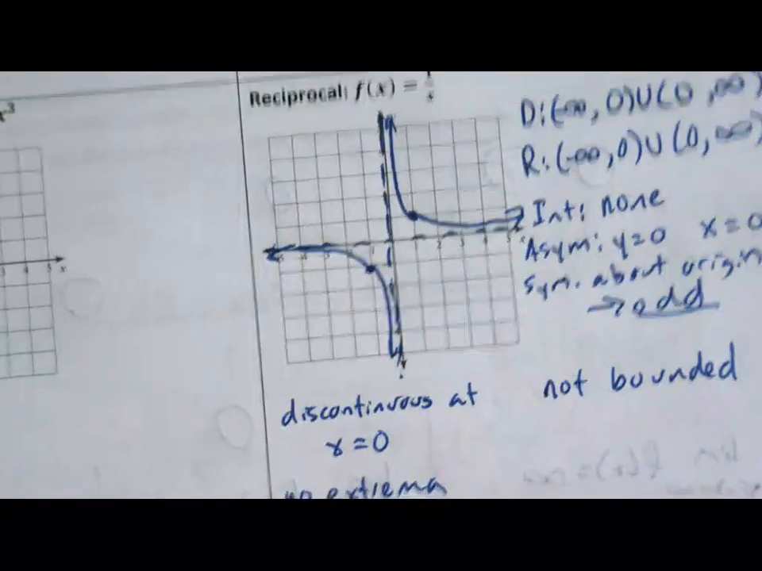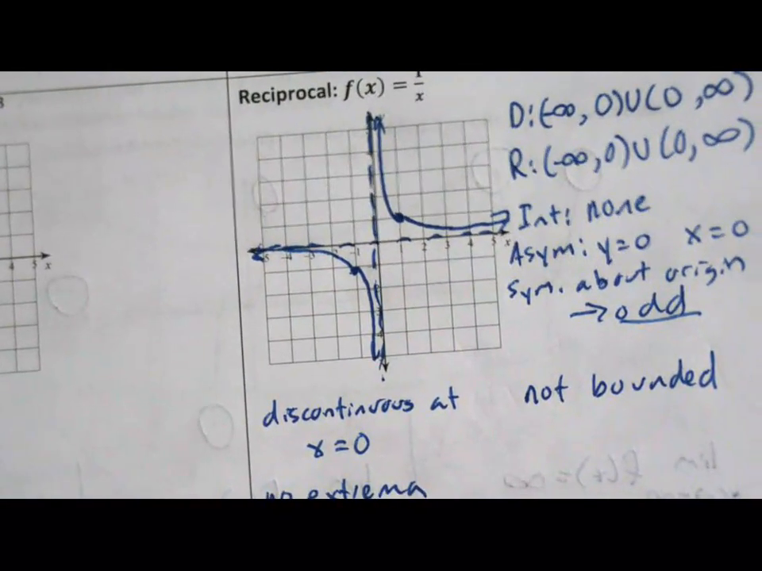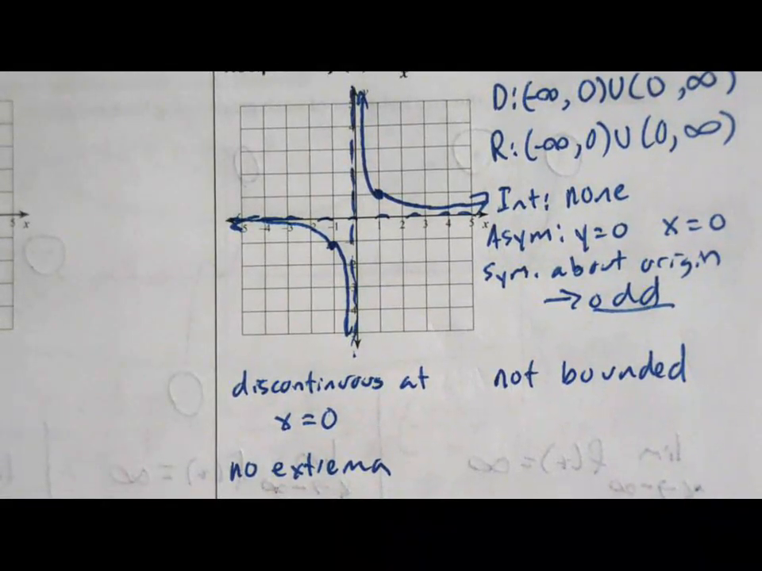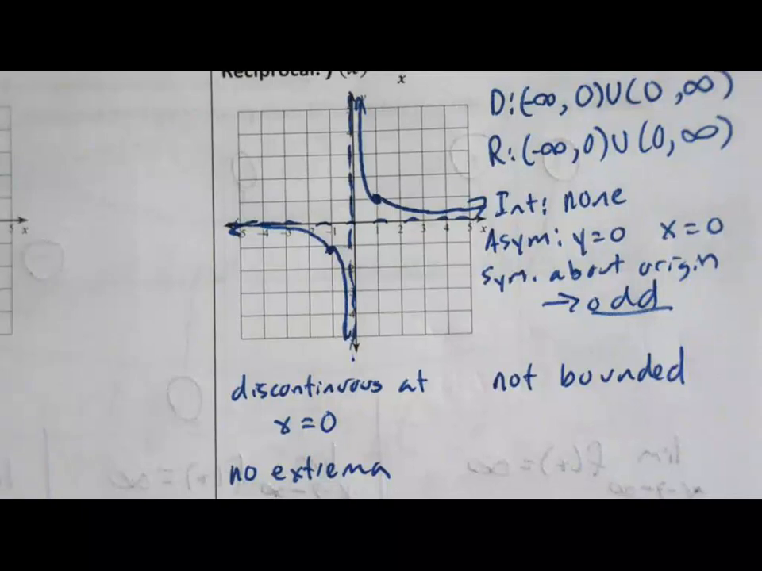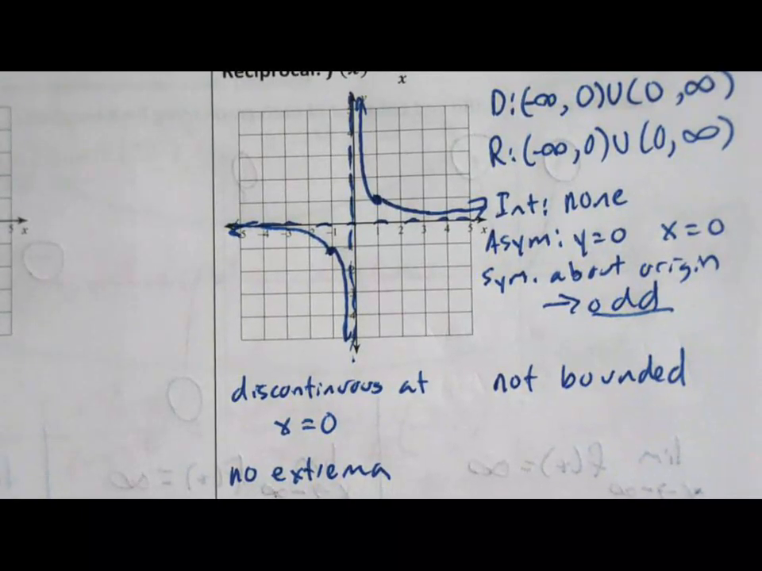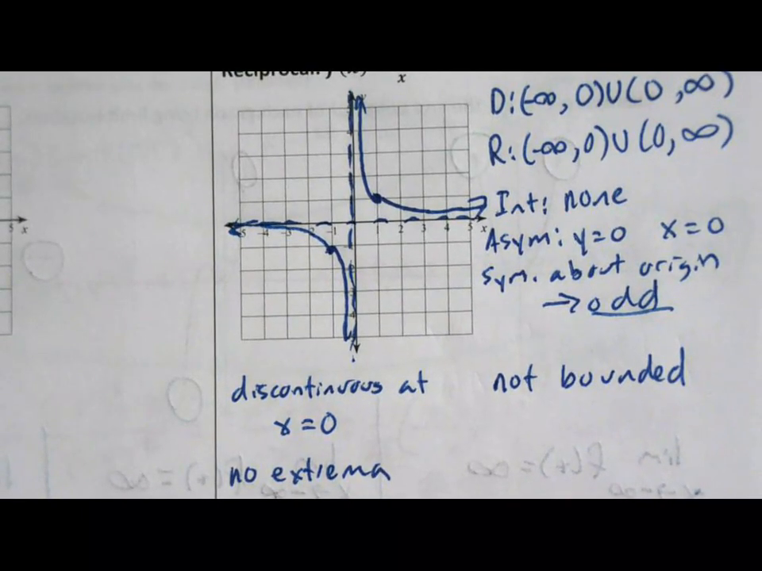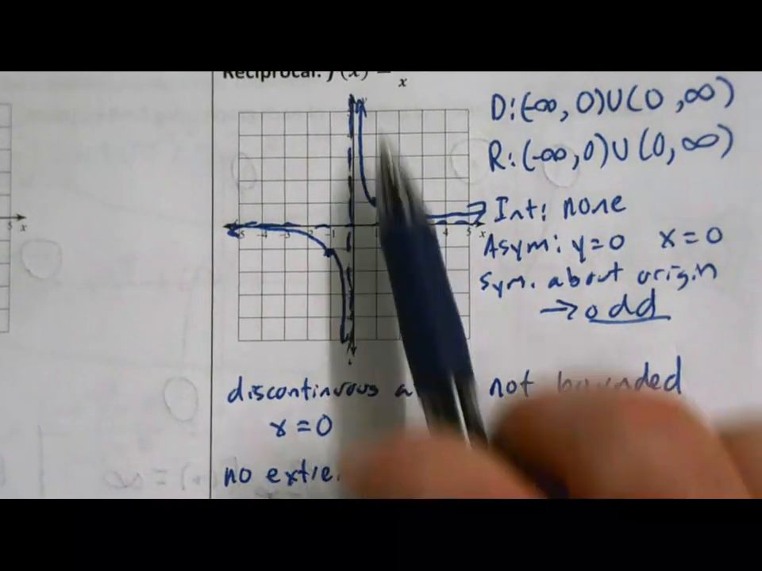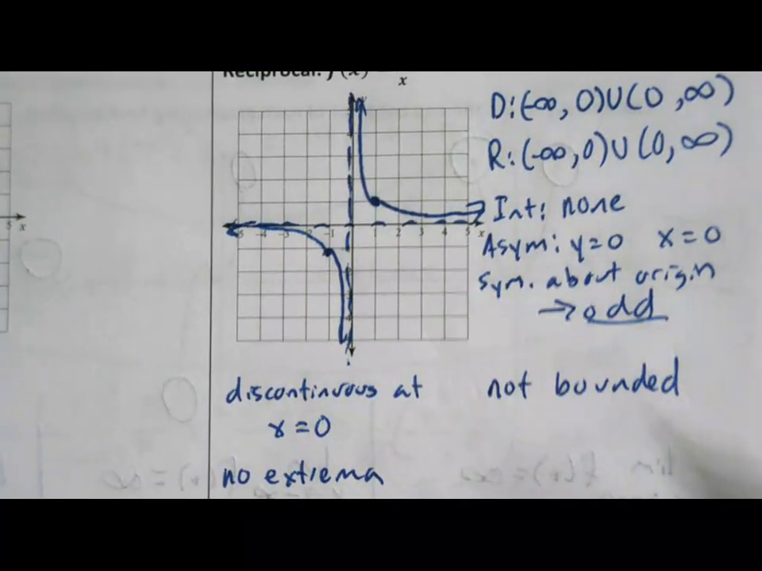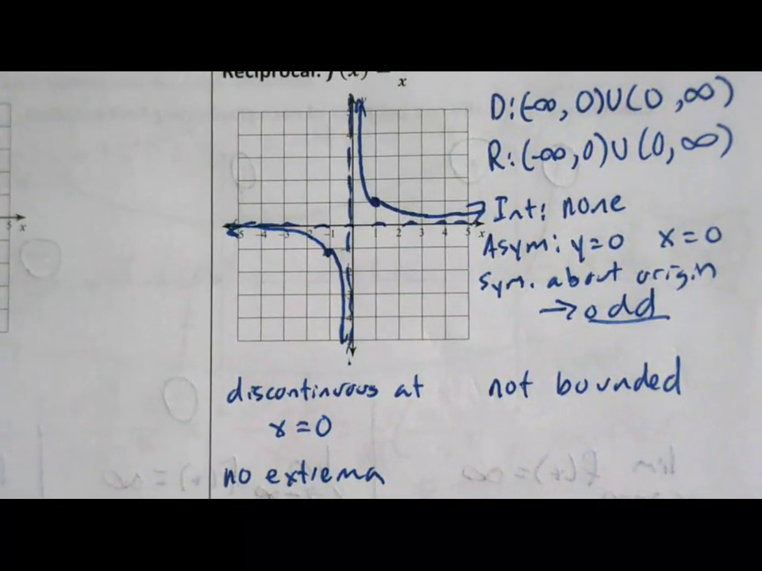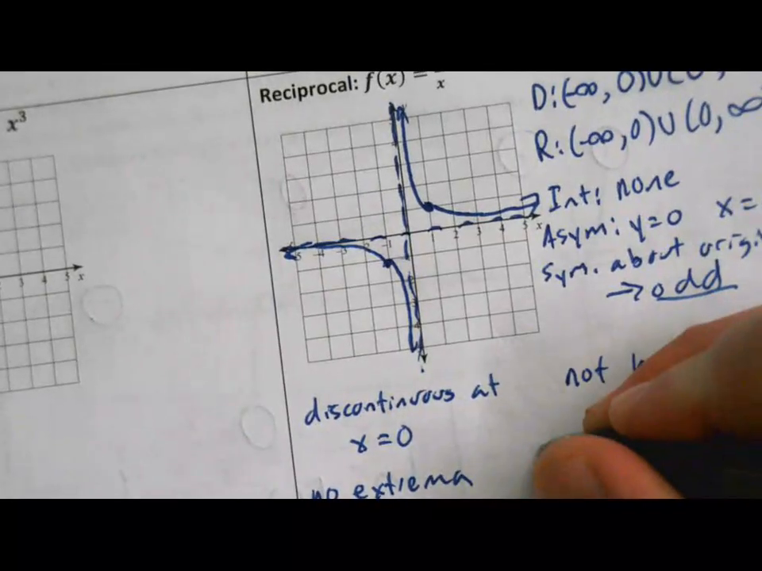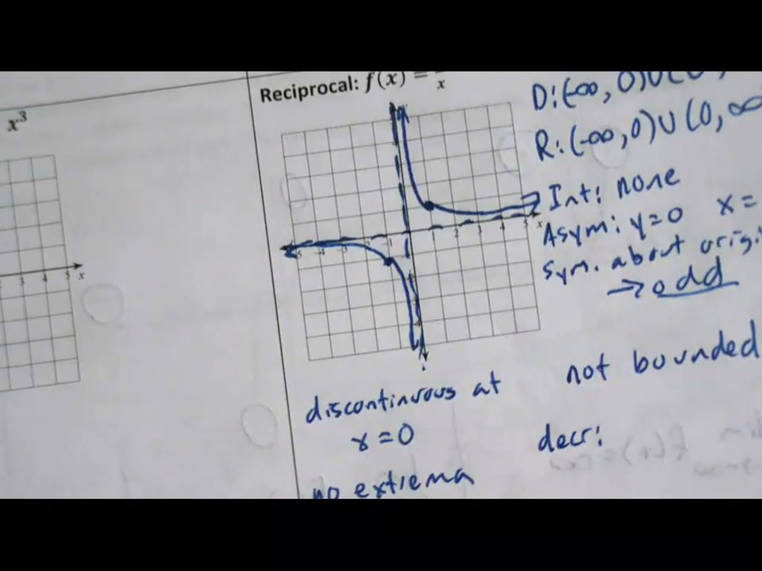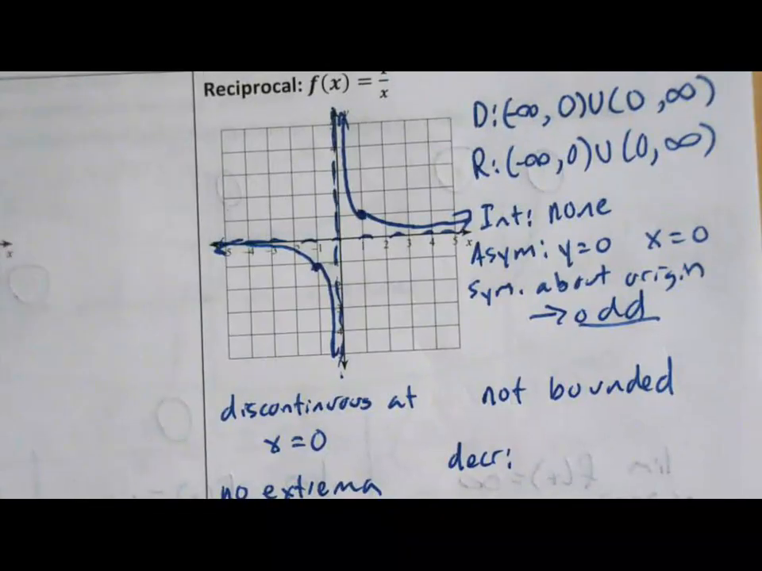Let's look at this graph. Is it increasing anywhere? This is a weird function. It is not increasing anywhere. If I look at this portion right here, it's decreasing for this entire portion, and same thing for this entire portion over here. So it's not increasing anywhere. I'm not going to bother writing increasing. It's decreasing, and we got to give the intervals where it's decreasing.